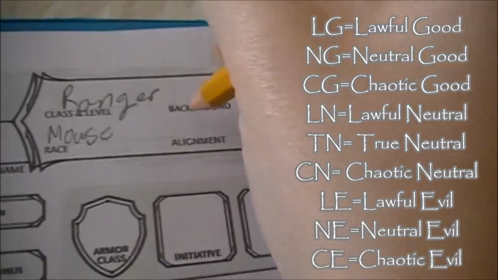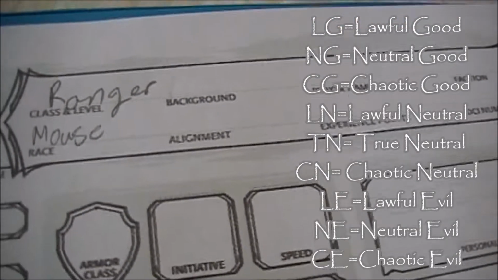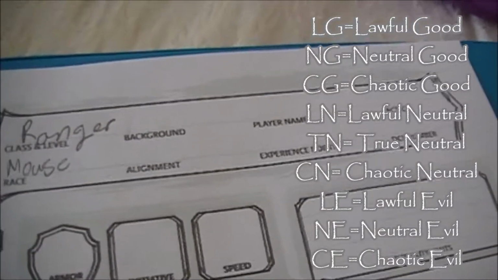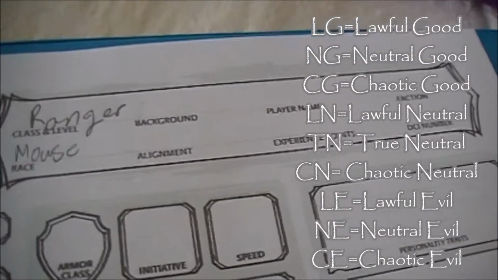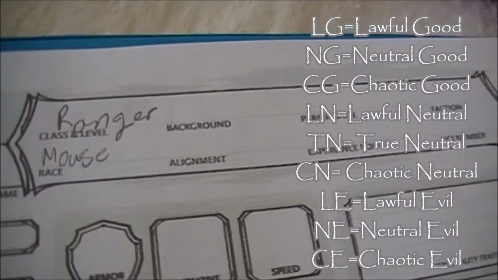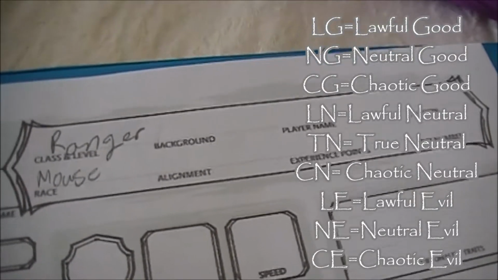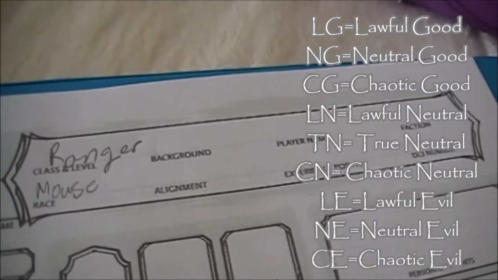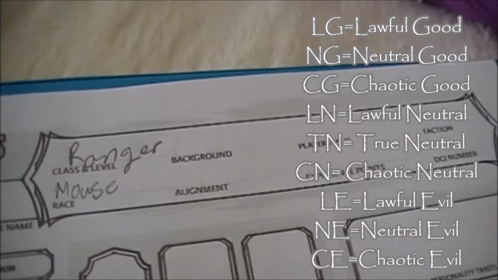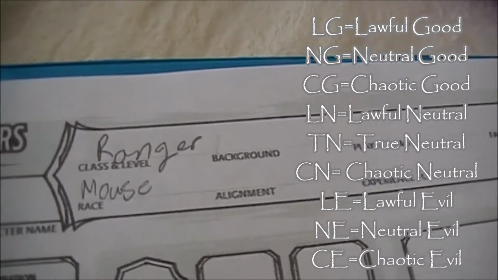Generally, the alignments that you have are neutral good, true neutral, chaotic neutral, and chaotic evil. You also have chaotic good. I generally end up with chaotic neutral. There are also lawful good, lawful neutral, and lawful evil.